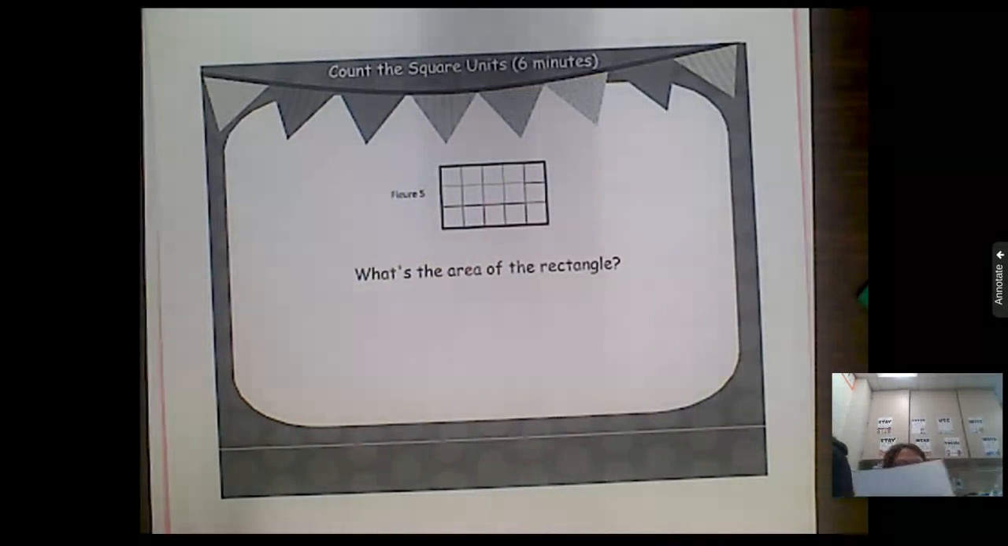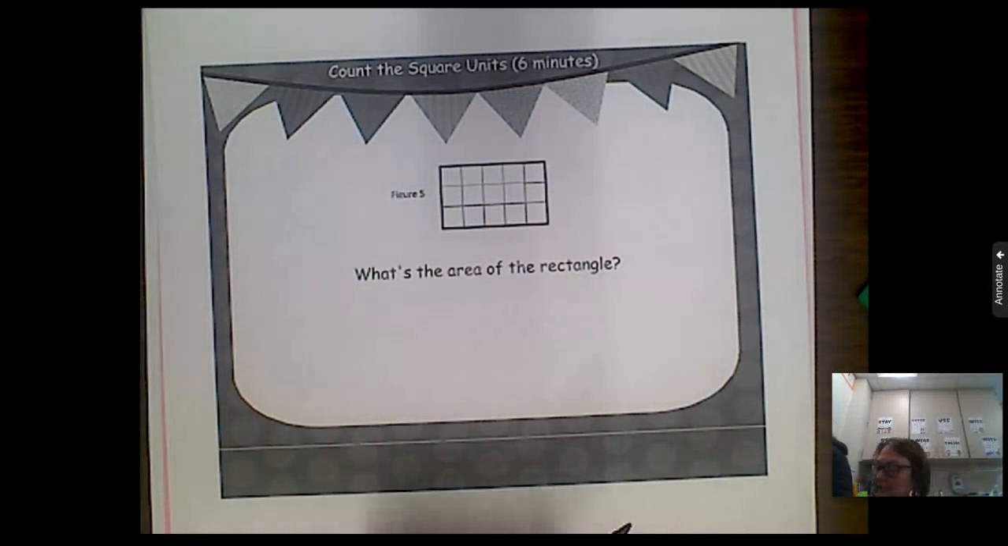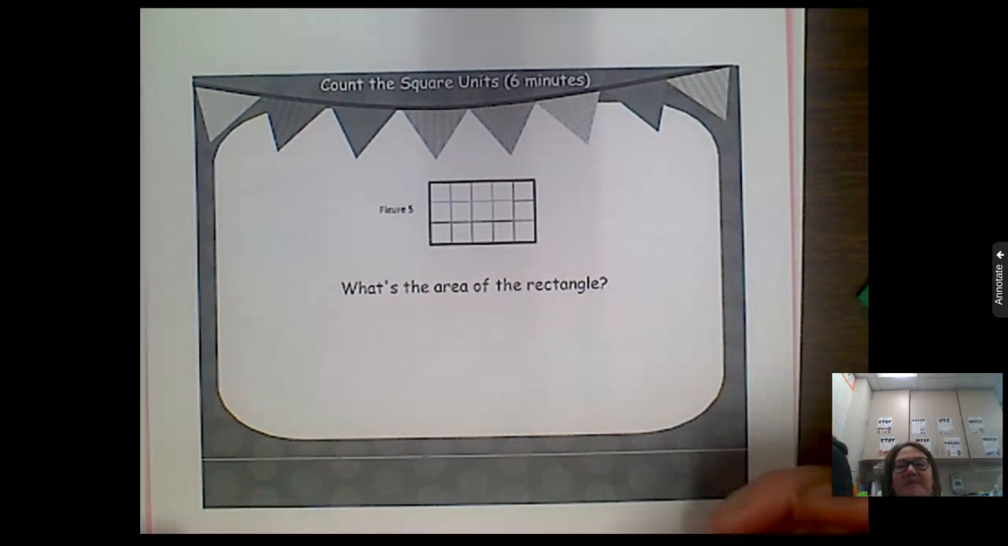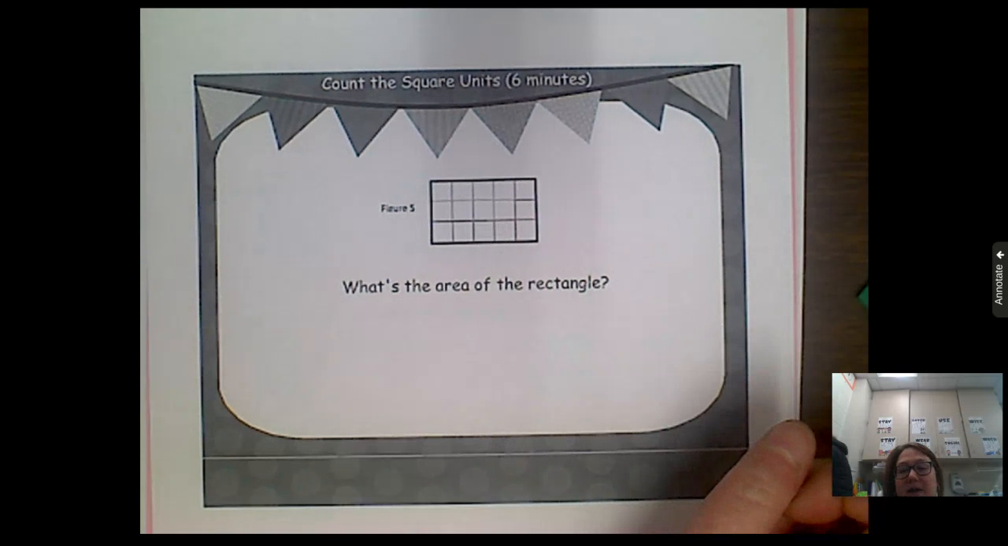Oh, one more. Yes, that is different. I think it's one more. Yes, just one more. So go ahead and find the area of that one now. If you need to pause it, you can pause.